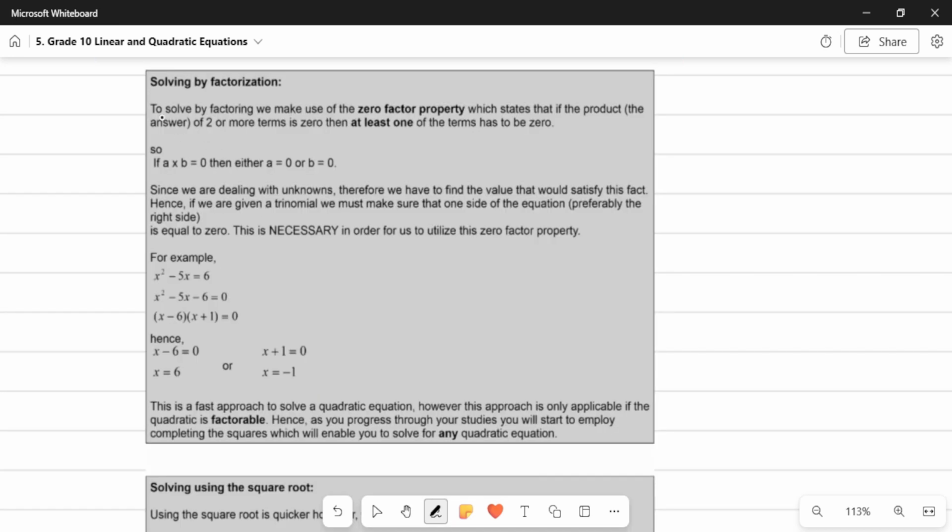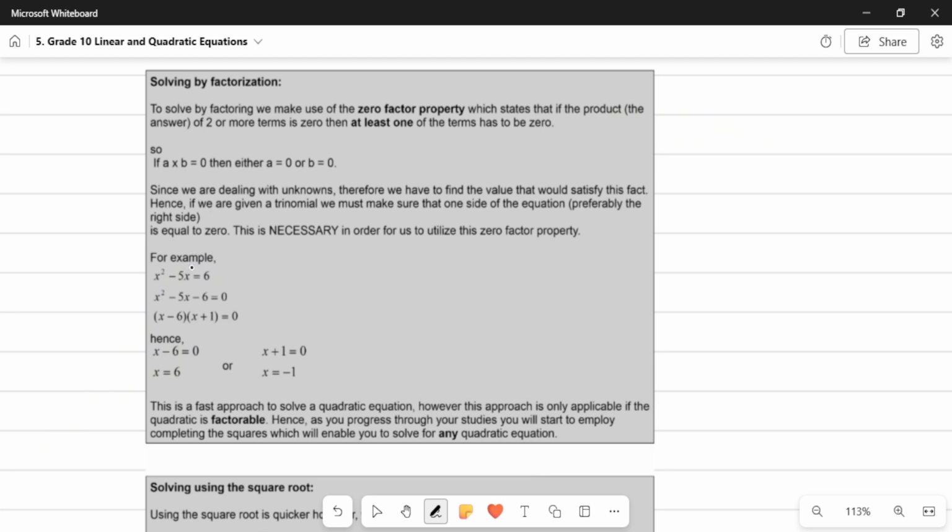Solving by factorization. To solve by factoring, we make use of the zero factor property, which states that if the product, meaning the answer, of 2 or more terms is 0, then at least one of the terms has to be 0. So basically, if A times B is equal to 0, then either A is equal to 0 or B is equal to 0. Understood? I've explained that logic before. Since we are dealing with unknowns, we have to find the values that would satisfy this fact. Hence, if we are given a trinomial, we must make sure that one side of the equation, preferably the right-hand side, is equal to 0.